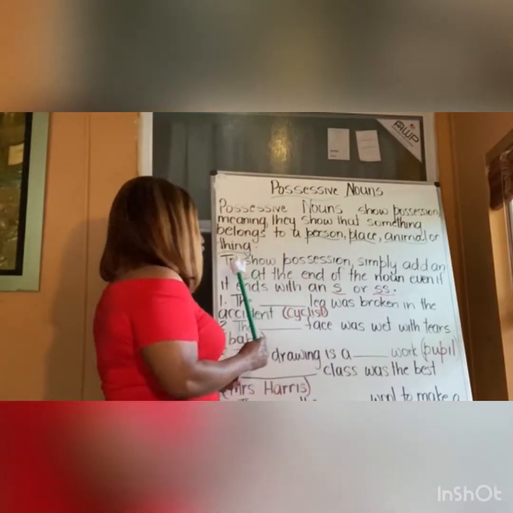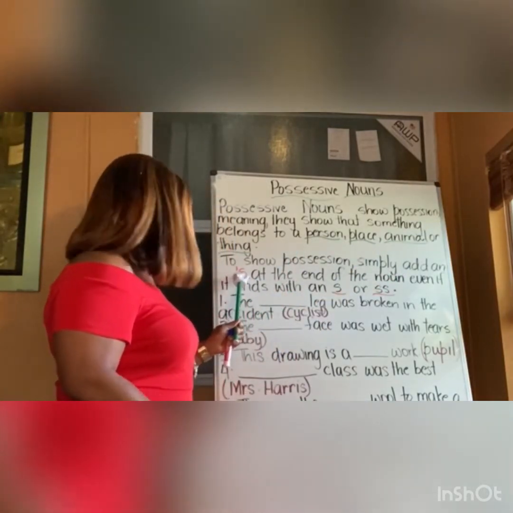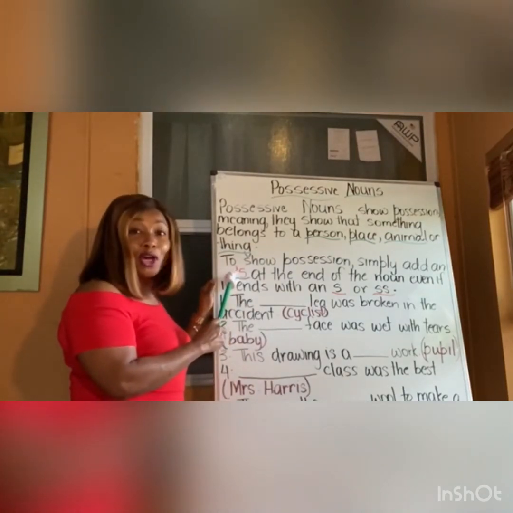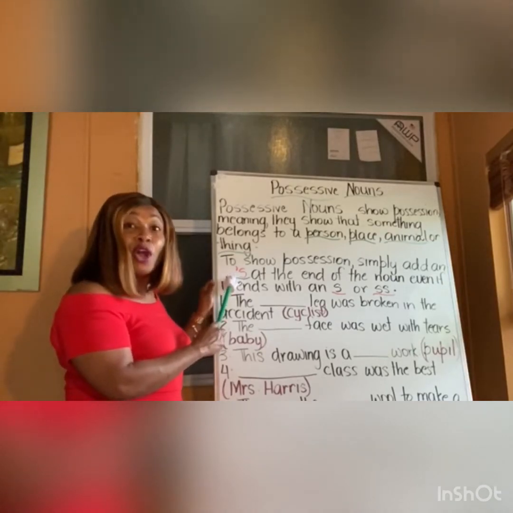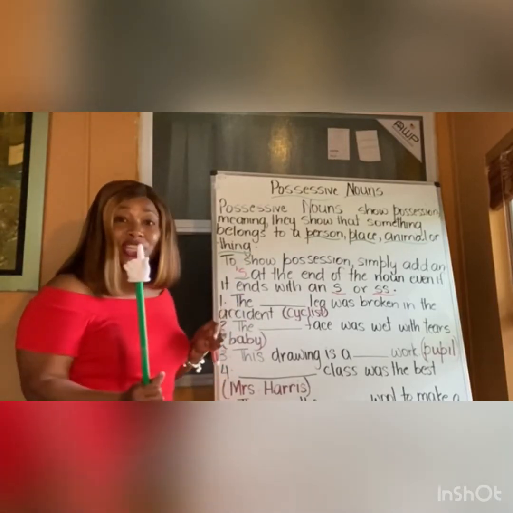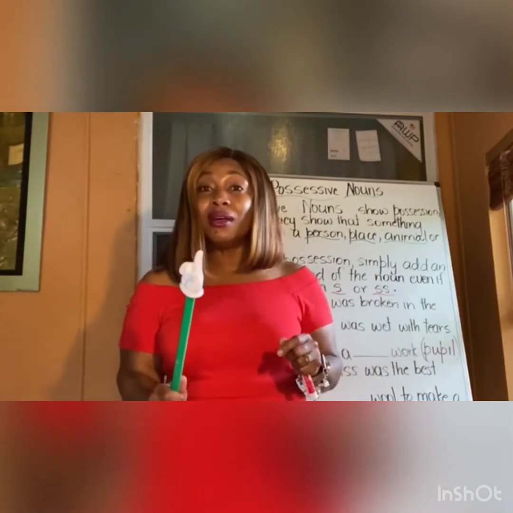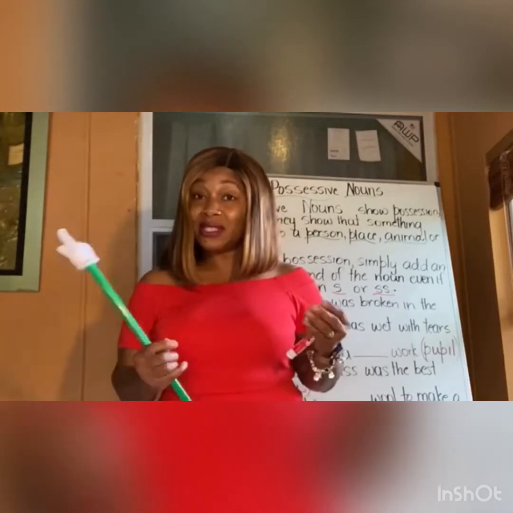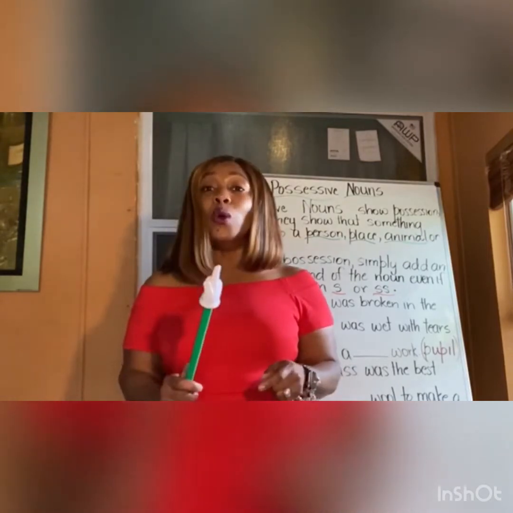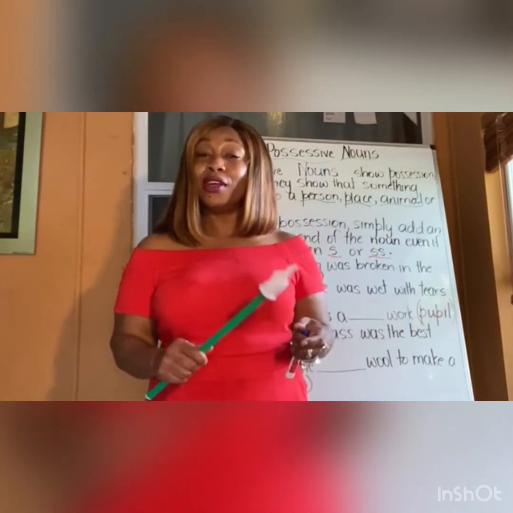Now, in order to show possession, we need to add an apostrophe S. So this little punctuation mark here is an apostrophe. Say that with me. Apostrophe. So we use apostrophe S to show ownership. By the way, today we are only looking at singular possessive nouns. So we have singular and we have plural possessive nouns, but today we're only looking at the singular ones. In another lesson, we will be looking at the plural ones.